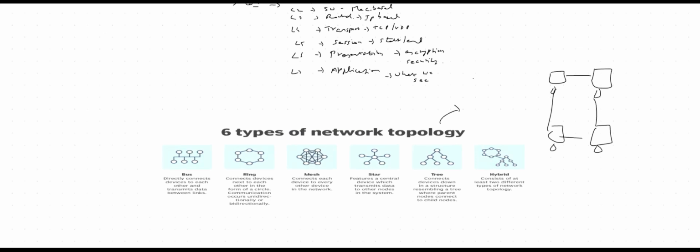Bus, ring, star, tree, mesh, line. This is the architectural view we can design.